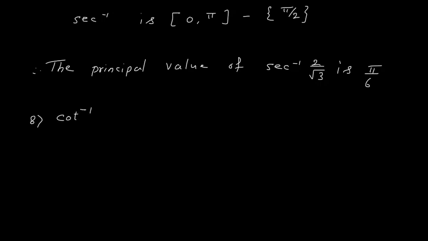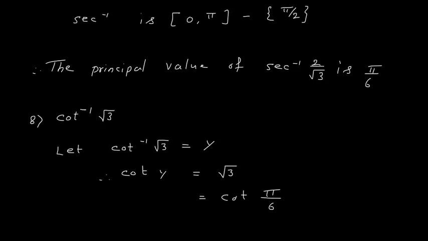cot inverse root 3. Now cot inverse root 3, I will say let this cot inverse root 3 is equals to say y. So therefore we get cot y is equals to root 3, which is equals to cot of pi by 6. So this will give me y is equals to pi by 6.